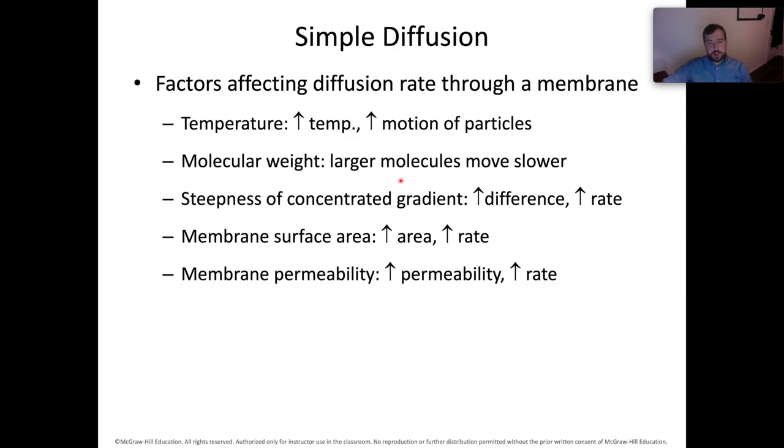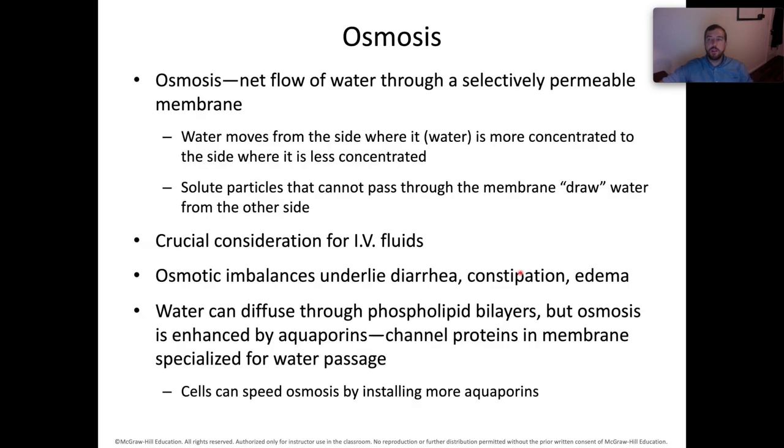The steepness of the concentration gradient, right? So if there's a big difference, it'll increase the rate. So if I have a higher hill, the ball will roll faster, right? So the higher that gradient is, the more I'll diffuse. Membrane surface area. If I'm trying to get into a football stadium and there's only one gate, I'm not going to have a lot of diffusion. But if there's 20 gates, I can move people real fast, right? And then membrane permeability. Can my substance of interest actually get across the membrane?